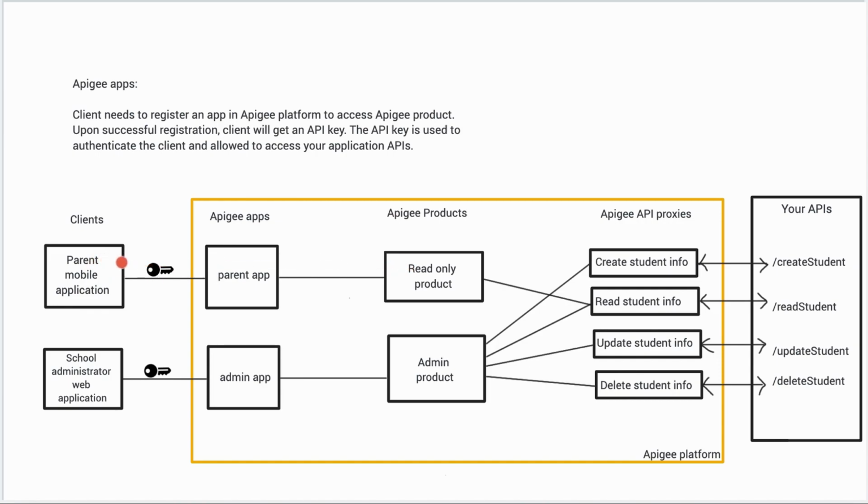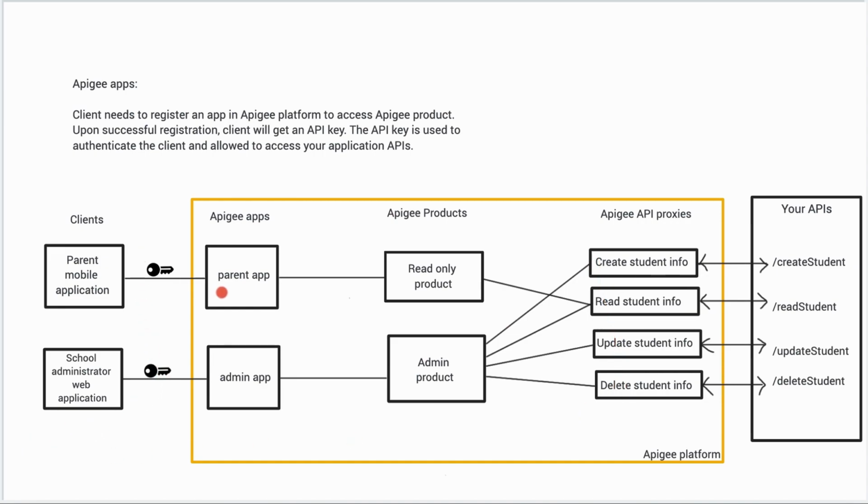In order to do that, first we need to create an Apigee app. That is something the client has to create and register, and they have to put a request to this product, and the Apigee admin should be able to approve that. Then the parent app should be able to hit this product, and this product can only hit the read student info. In the same way, we have to create a different app that has to request approval for this admin product. So the Apigee administrator should be able to approve this, and once this is approved, the admin app should be able to hit the admin product, and this admin product will expose all these four APIs.